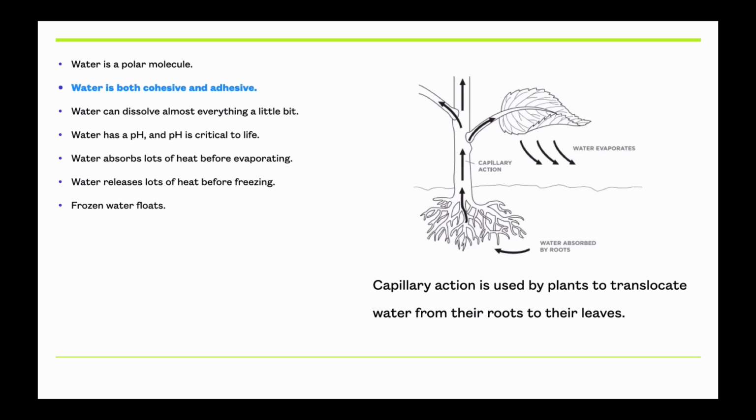So plants are able to pull water from the soil into their roots, up through their stems, and into their leaves where the water will evaporate. The water moves up by a process called capillary action. And capillary action happens because water is cohesive and adhesive.